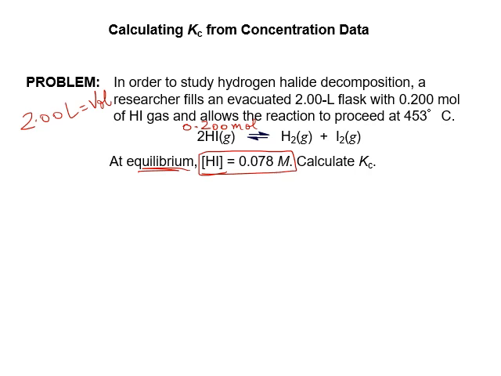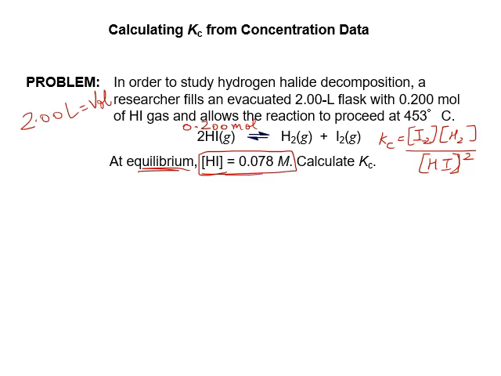Calculate Kc. First thing, when I look at the reaction, I know what Kc is. Kc is going to be the concentration of iodine to the power of 1, times the concentration of hydrogen to the power of 1, divided by the HI concentration squared. But again, I need all these values at equilibrium.